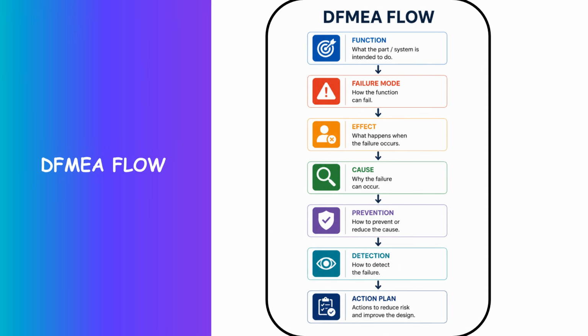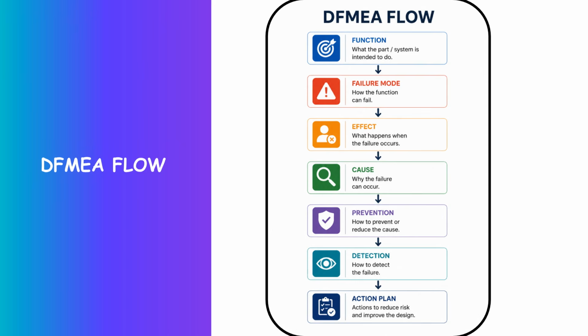Now let's understand the actual DFMEA flow. The first step is function. What is the part supposed to do? Then, failure mode. How can the part fail? Then, effect. What happens if the failure occurs? Then, cause. Why can the failure happen? Next, prevention. What can we do to avoid the failure? Then, detection. Can we detect the problem before reaching the customer? And finally, action plan. What engineering actions should be taken to reduce risk?